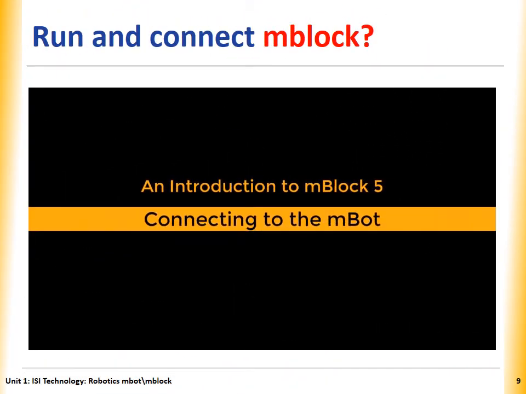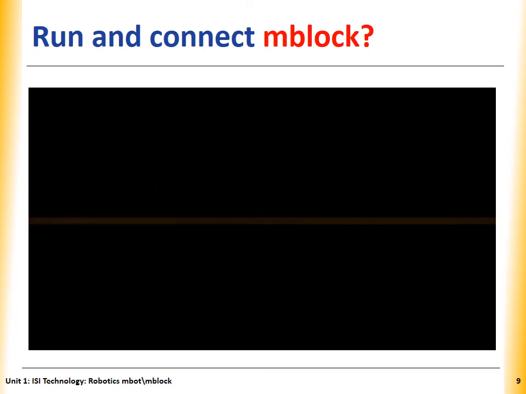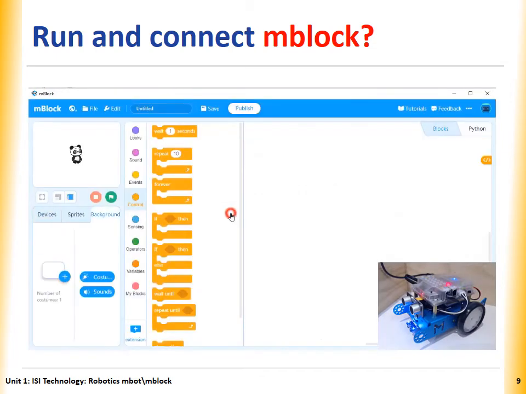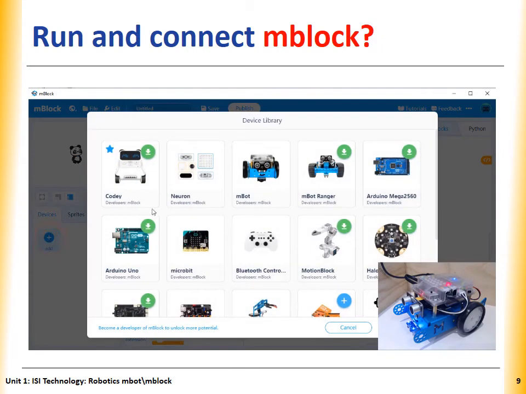This tutorial will take you through the process of connecting your mBot using mBlock 5. We'll then create, upload, and run a simple program. To begin, switch the mBot on by flipping the toggle switch at the back of the robot. By default, mBlock 5 opens up to the Codey robot. We'll delete that, and we'll add the mBot device by selecting mBot.